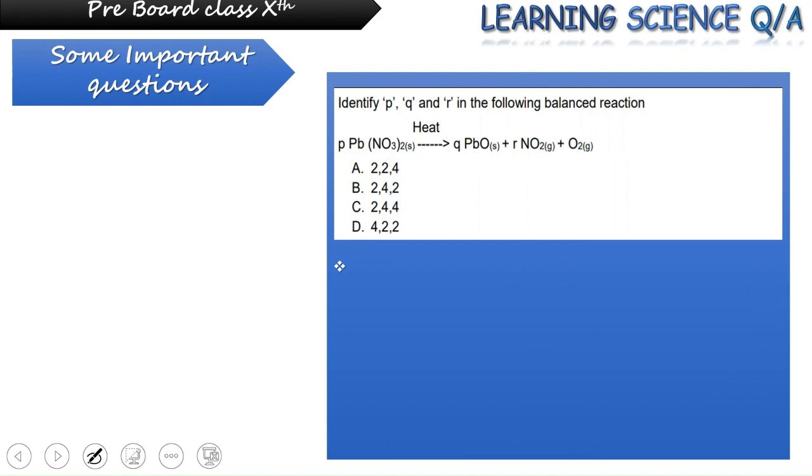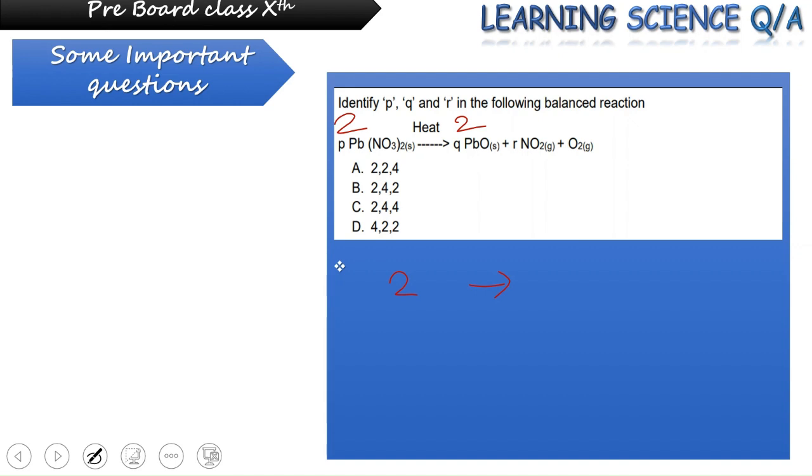We have Pb(NO3)2, which when heated gives lead oxide, which is PbO, NO2 and O2. We can start by putting 2. If we put 2 here, first of all, we have 2 Pb or lead at the reactant side, whereas at the product side, the number is 1 Pb only. So we can put 2 here itself. In this way, lead will be balanced.